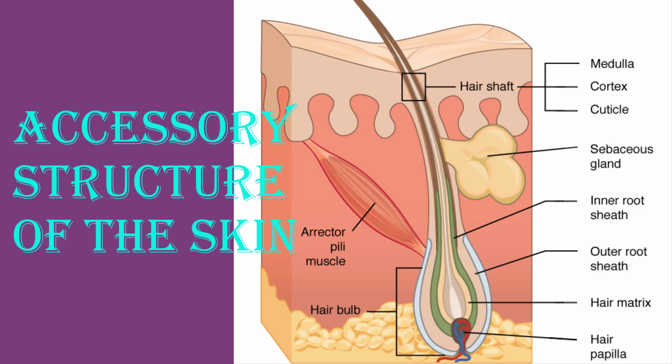Accessory structures of the skin include hair, nails, sweat glands, and sebaceous glands. And these structures embryologically originate from the epidermis and can extend down through the dermis into the hypodermis. The first structure of the skin, which is the hair, is a keratinous filament growing out of the epidermis. It is primarily made of dead keratinized cells.